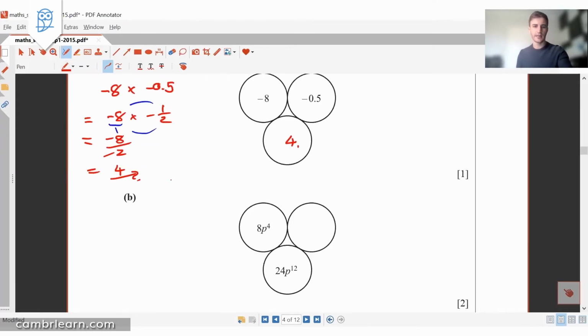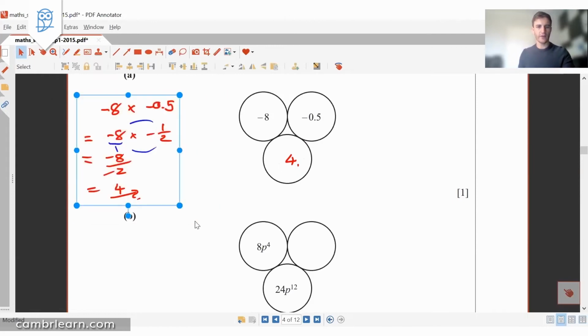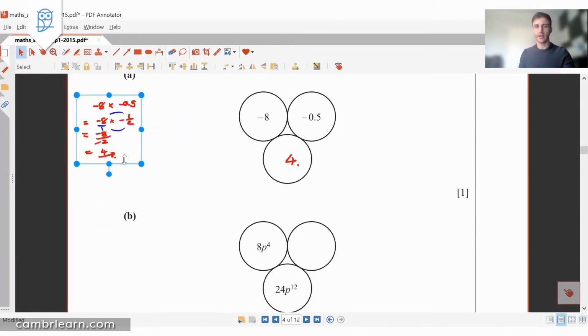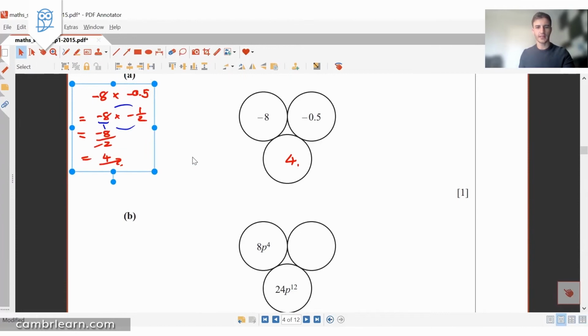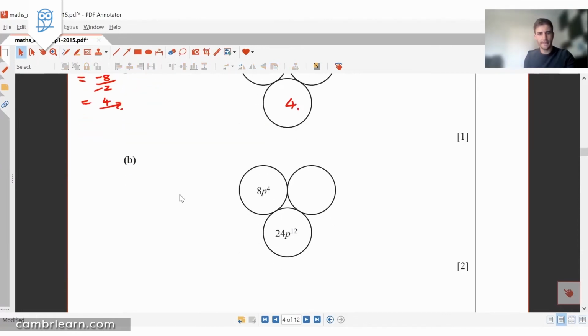Now for B. Okay, so it looks like we have a few indices and we have variables as well. So now we have to focus. Okay, so for B, 8p to the power of 4 times something. Okay, so now we do not know what it's being multiplied with. It's equal to 24p to the power of 12.